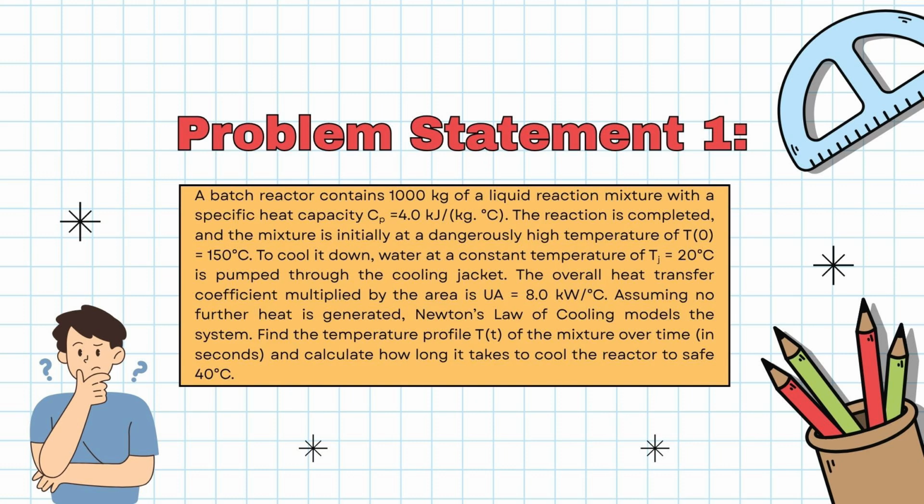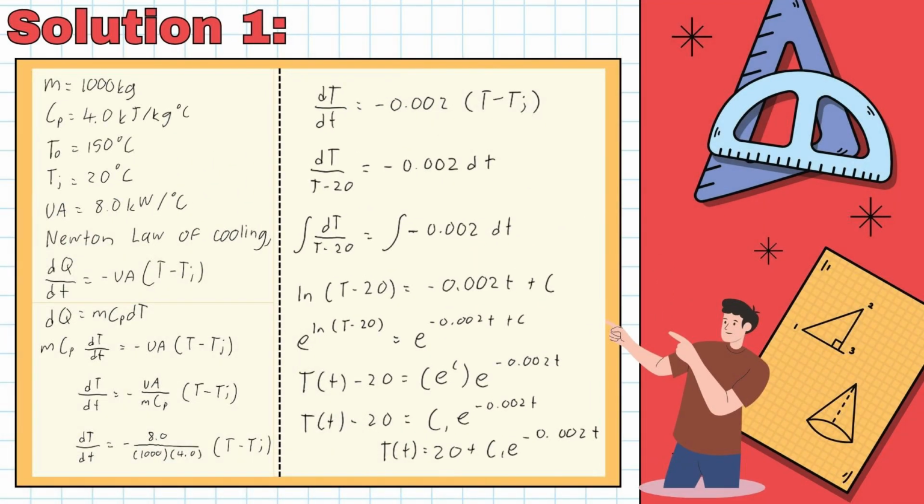Assuming no further heat is generated, Newton's law of cooling models the system. Find the temperature profile of the mixture over time in seconds and calculate how long it takes to cool the reactor to a safe temperature, which is 40 degrees Celsius. So we go to the first solution.